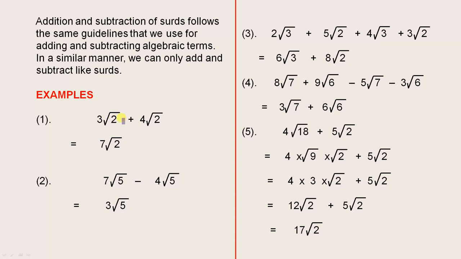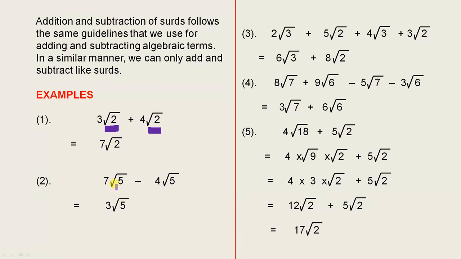3 root 2 plus 4 root 2. Now we talked about like surds. Under the square root sign here we have a 2, and under the square root sign here we have a 2. So they are like surds because we have the square root of 2 and the square root of 2. Hence, we're allowed to add the numbers in front. So 3 plus 4 gives us 7. So that's 7 root 2.